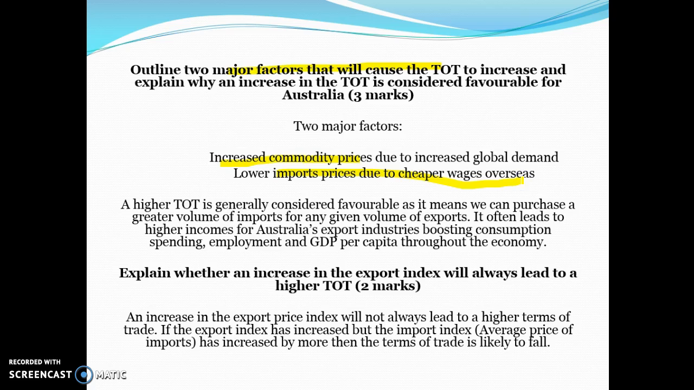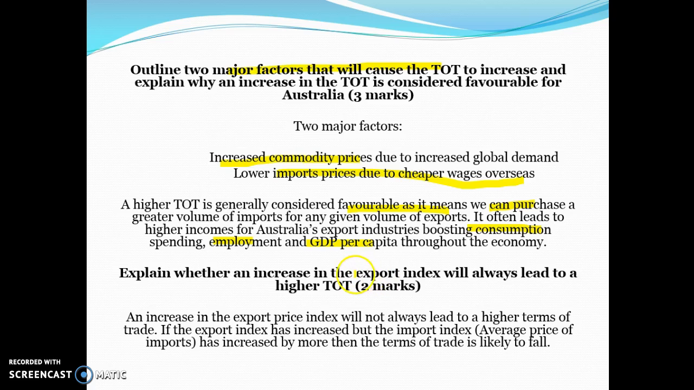A higher terms of trade is considered favourable as it means we can purchase a greater volume of inputs for any given volume of exports. It often leads to higher incomes for Australians, helps to boost consumption spending, and helps create more jobs and GDP per capita throughout the economy, particularly if it's caused by higher commodity prices.